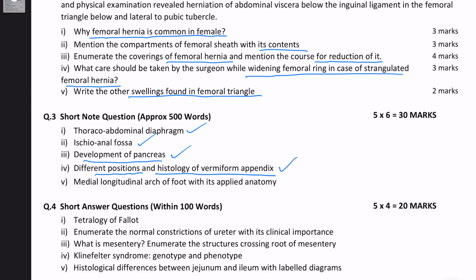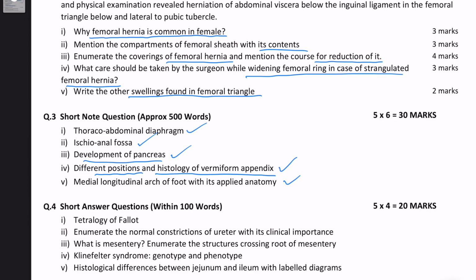Then medial longitudinal arch of foot with its applied anatomy. This is a commonly asked question. Pes planus has been asked in your senior batch, 21 batch. That is a clinical applied anatomy of the medial longitudinal arch. You can include it here, and I've described pes planus in the previous year's video.